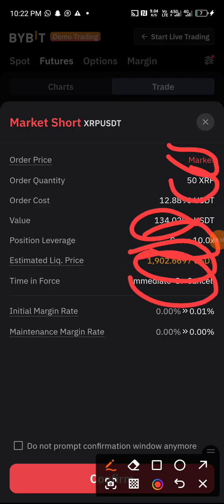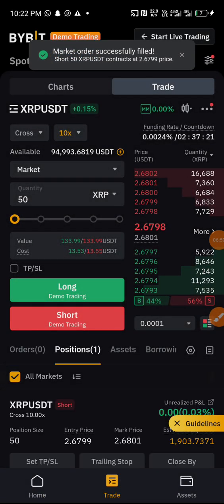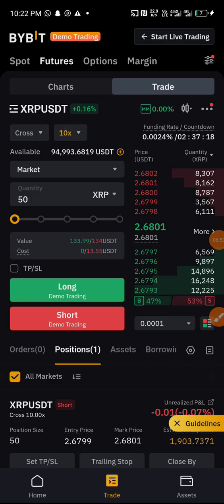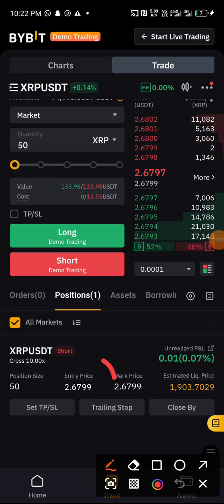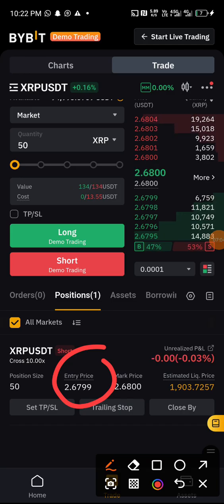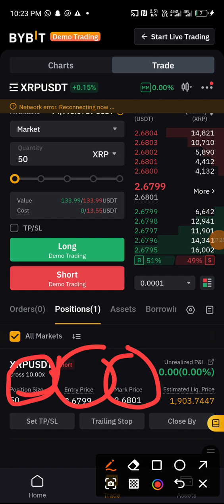The time in force is immediate. Initial margin is 0. Maintenance margin rate is 0. So the next thing I need to do is click on confirm in order to get this trade executed. Now this trade is executed. Now come and watch. You can see the entry price here has been shown to me. This is the entry price, and this is the market price, 2.8 now. This is the position size, 50 XRP coins. And my leverage here is 10.